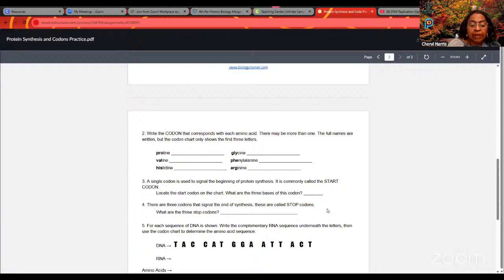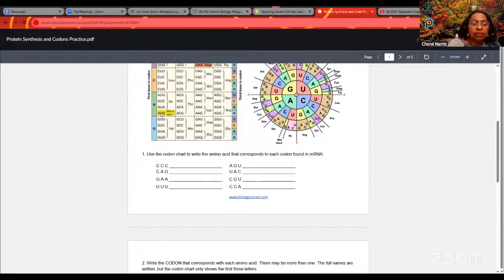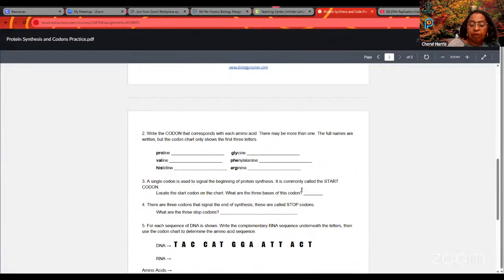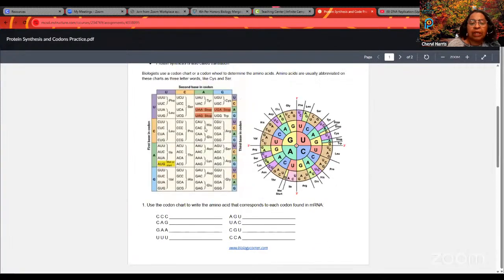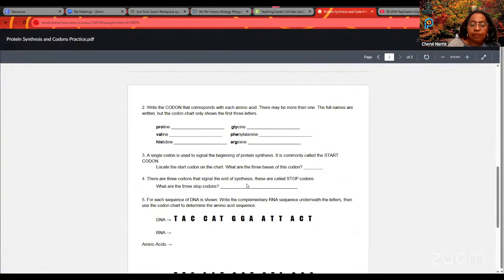All right, then down here, again, on the chart, it says start. So that's the one that you want to write over here for start. Then the three codons for stop. There are three of them, like I pointed out before, and they're highlighted for you also. So those are stops. You need to write all three of those on the line for that one.